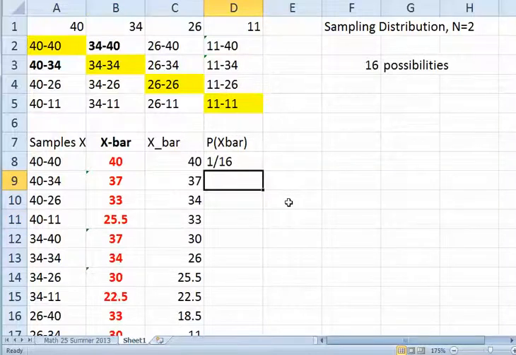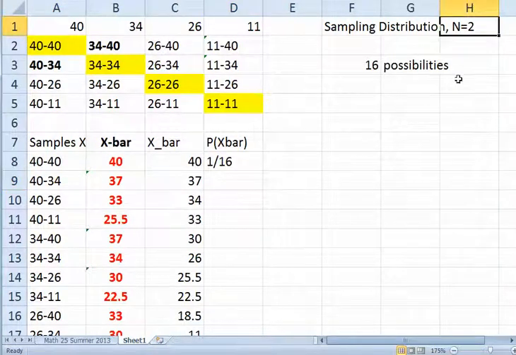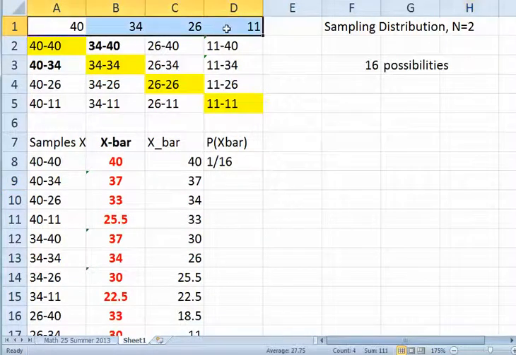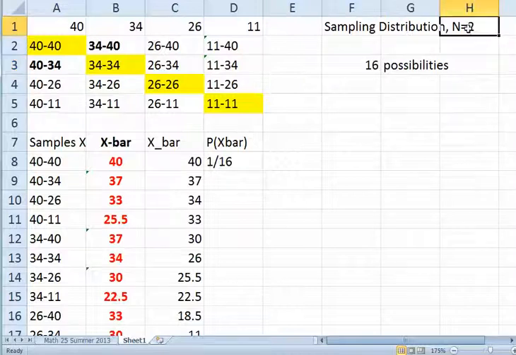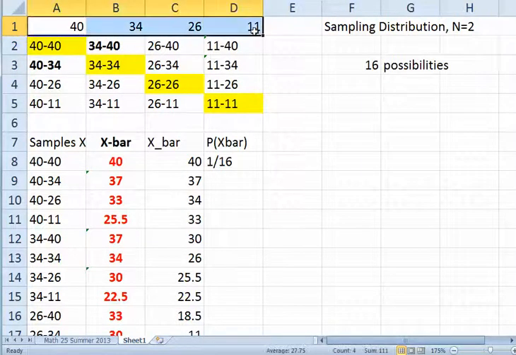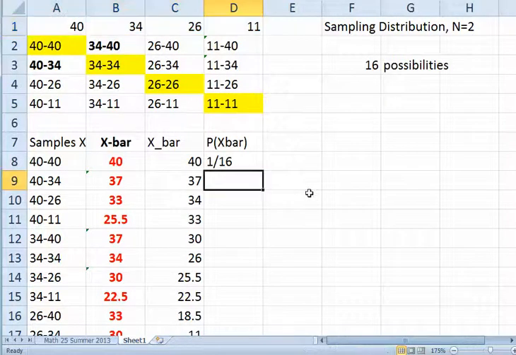Your homework problems aren't going to get too difficult. First of all, we're not going to go much higher than samples of size 2 each, and we're not going to go much bigger than a population of size 4, because that's already at 16 possibilities. Imagine if you were doing samples of size 3 and you were doing a population of size 4. That would be 3 to the 4th power, and that's 81. That would be a lot.